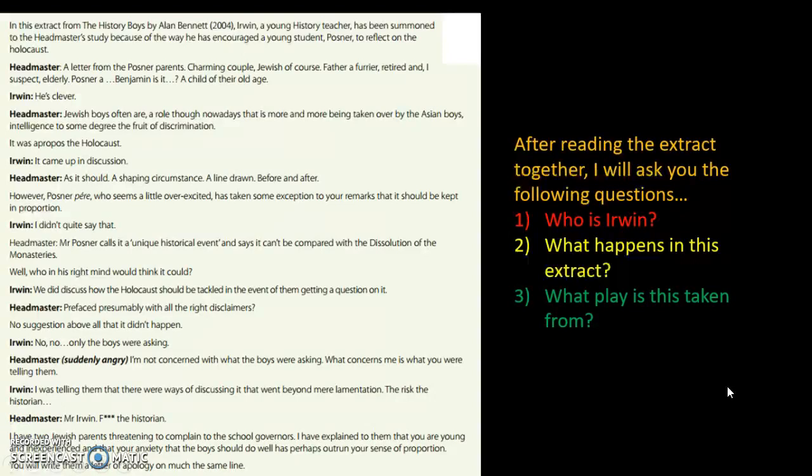So 3 questions that you need to ask yourself. Firstly, who is Irwin? Again, using the information that is given to you at the top. What happens in this extract and what play is this taken from? Okay, so we know it's taken from The History Boys, but what happens is something that you would have to work out yourself. And I don't really want to give you the answer because I know a lot of you would like to practice this as well. Again, this is a modern play text written in 2004. I would strongly recommend that you have a read of The History Boys as well.